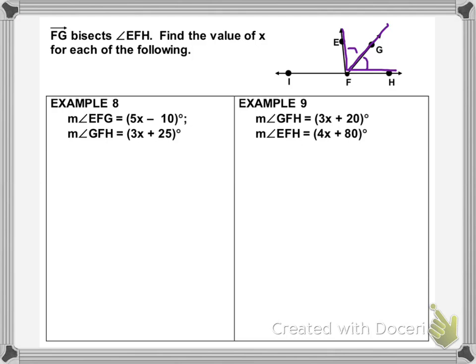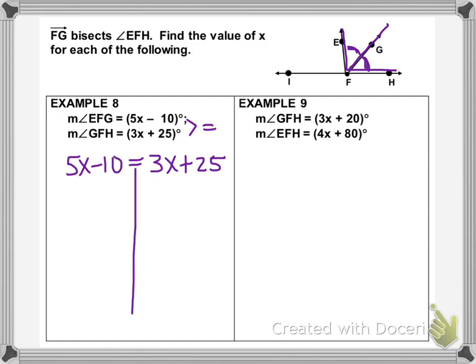Now let's look at example 8. We've got an expression for the measure of angle EFG, which is 5x minus 10, and we have an expression for the measure of angle GFH, which is 3x plus 25. Well, those 2 measures are equal. So we're going to put an equal sign between them. So 5x minus 10 equals 3x plus 25. So you're going to be creating these equations.